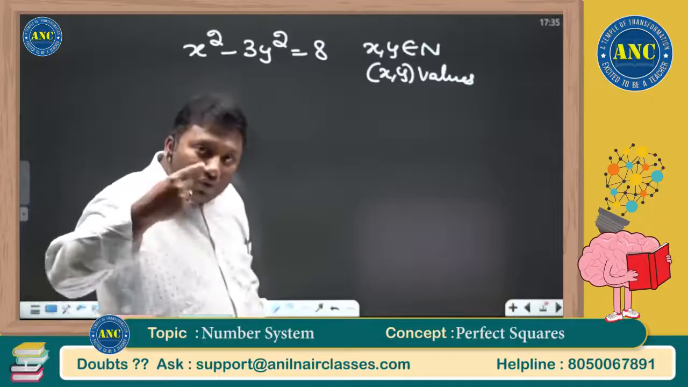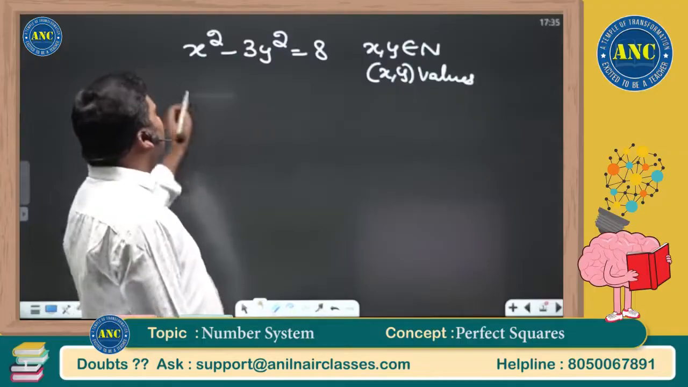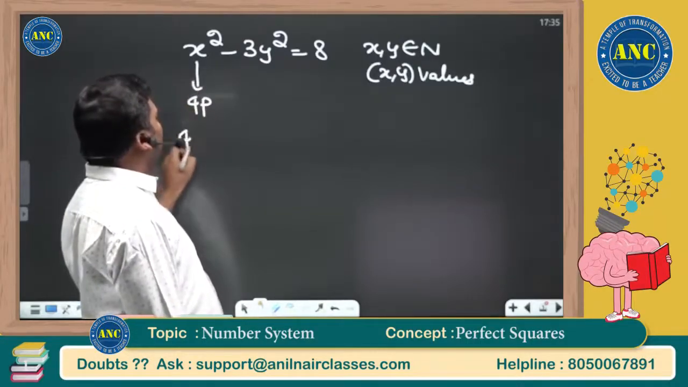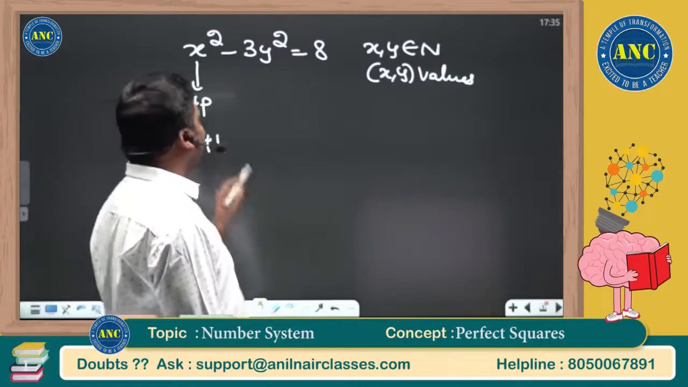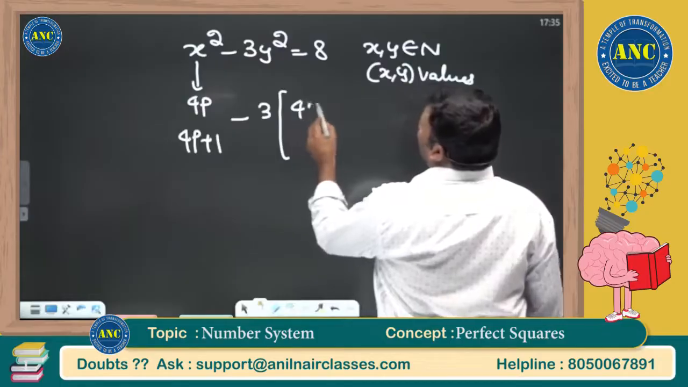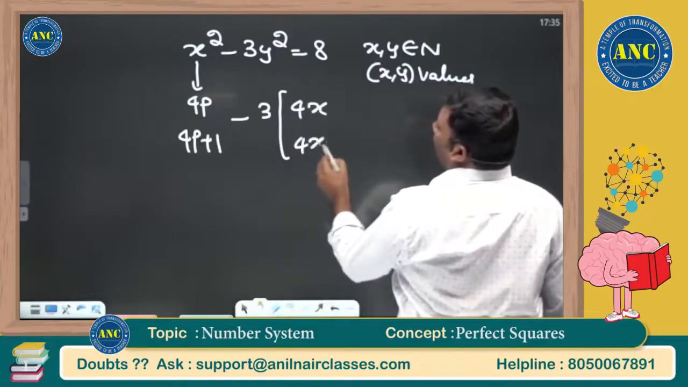Now you will understand why I erased the previous question. Suppose I use the previous logic: x square is either 4p or 4p plus 1, minus 3 into y square, which is again 4k or 4k plus 1.